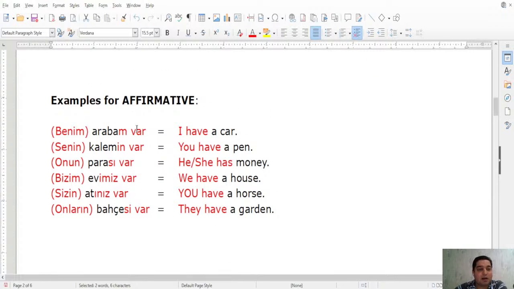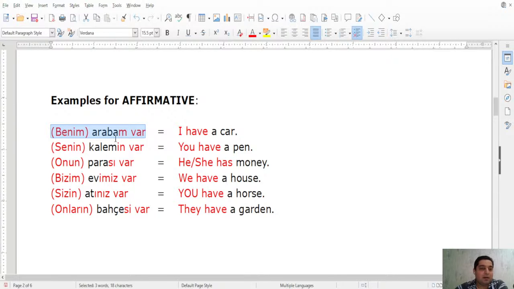When you say, for example, benim arabam var, it means my car. Var means what? Var means exists, right? It means basically my car exists. The meaning here is that I have a car, right? So if my car exists, it means I have a car. That's kind of ridiculous, funny, but yes, that's basically what it means, okay? That is how we say I have.